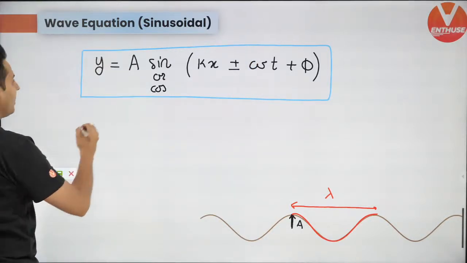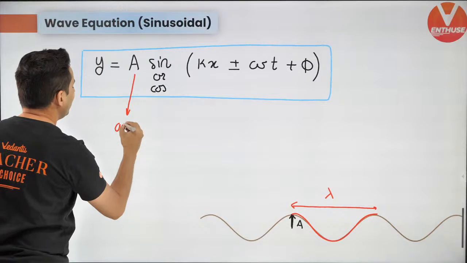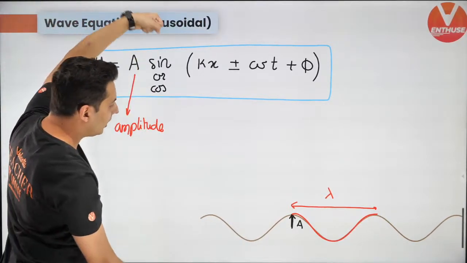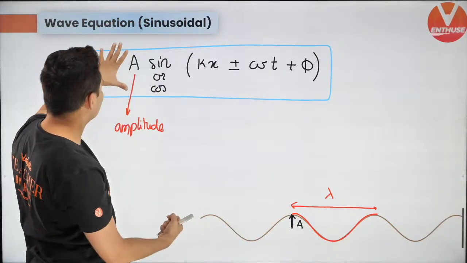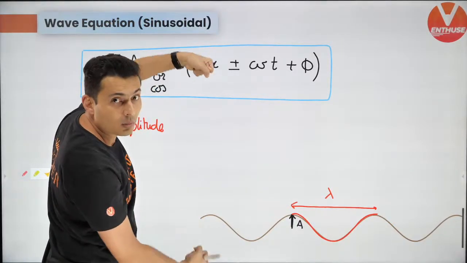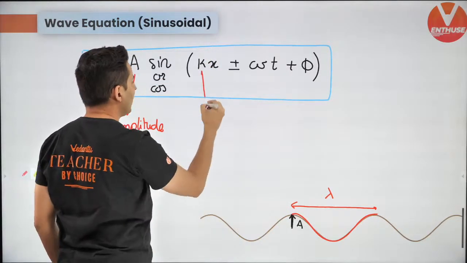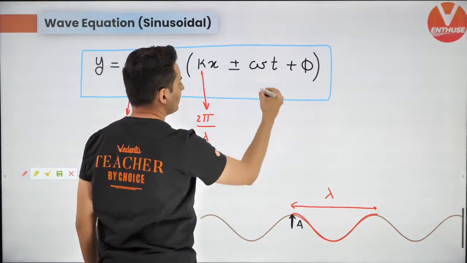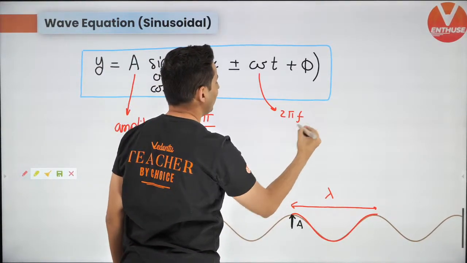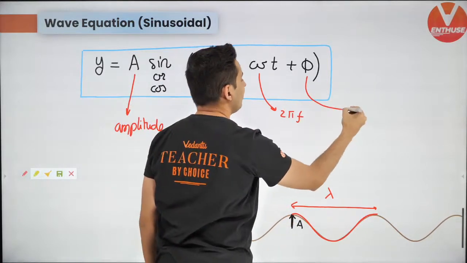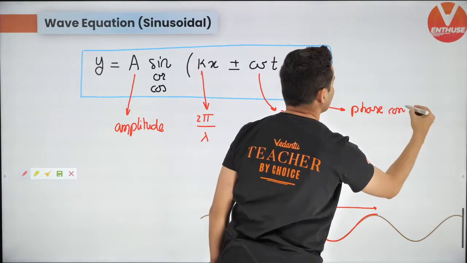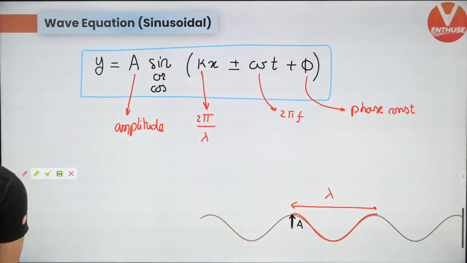So guys, what are all these terms? A is basically the amplitude of that wave, how tall or how high that wave is. If this number is more, the wave will be stretched out more. Understand? This k, like I told you, is 2 pi divided by wavelength, and this omega, like I told you before, is 2 pi f. All right. What is this phi? This phi is your phase constant.